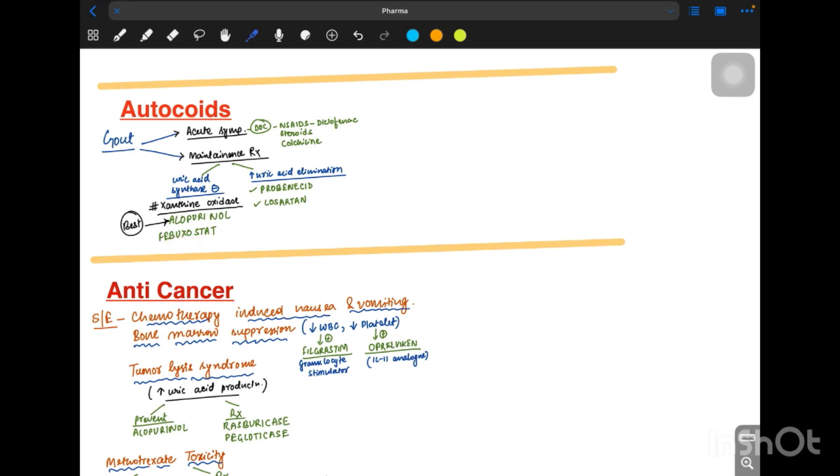Which drug increases the uric acid elimination from our body? It is probenecid or losartan. So probenecid or losartan increases the uric acid elimination.